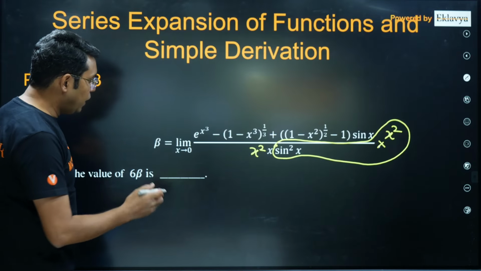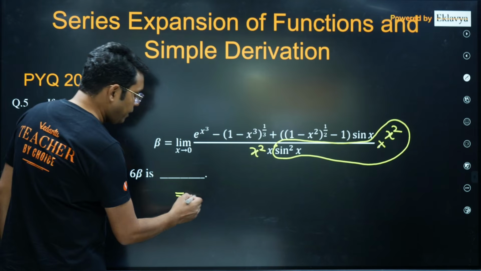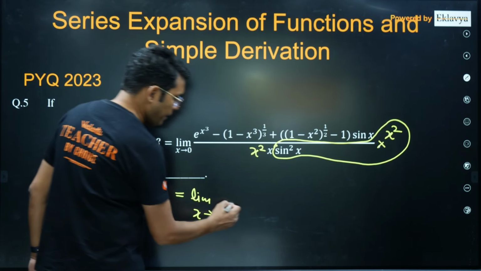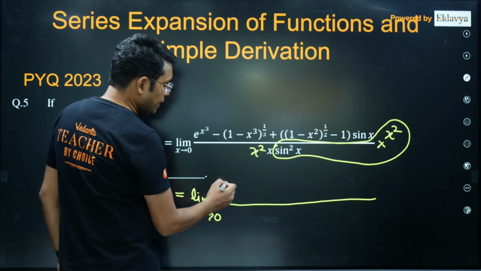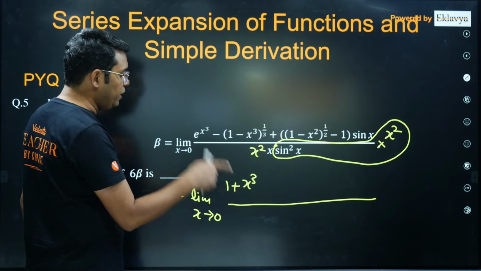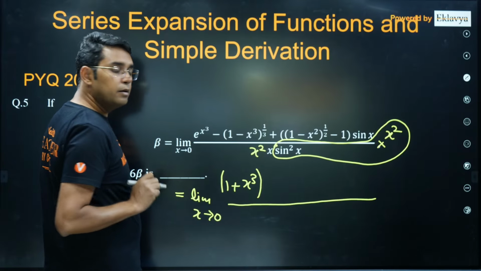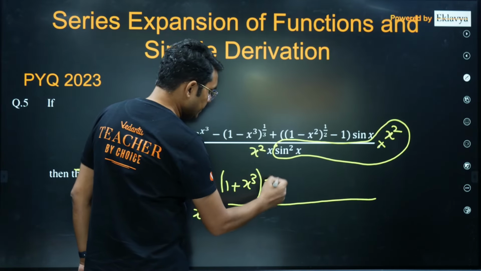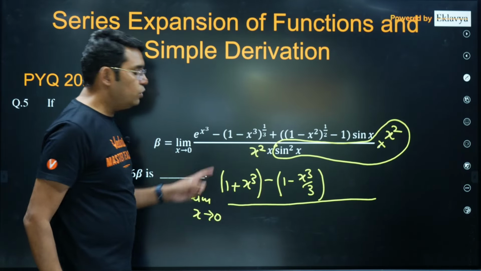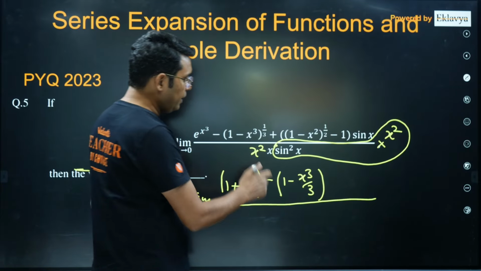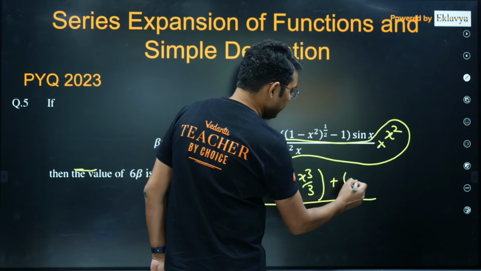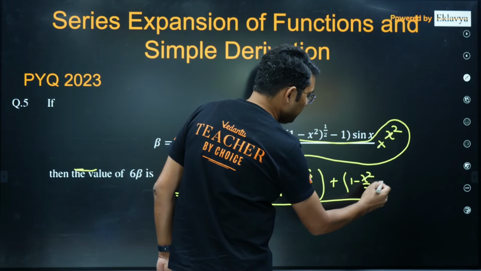That's it. Now, how to do this question then? You may use expansion, although other methods are also there. In this case, x cube I can write as 1 plus x cube only. I need only terms till x cube, so I will write only till x cube. So 1 plus x cube for e power x cube, minus, this will be 1 minus x cube upon 3. Only one term I am writing using binomial expansion for any index, plus in this case this will be 1 minus x square upon 2 minus 1.